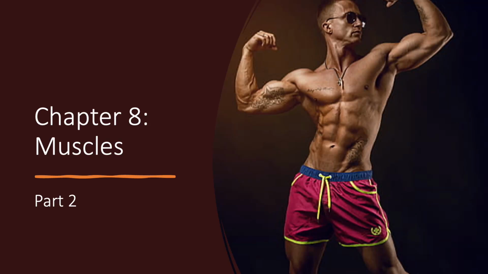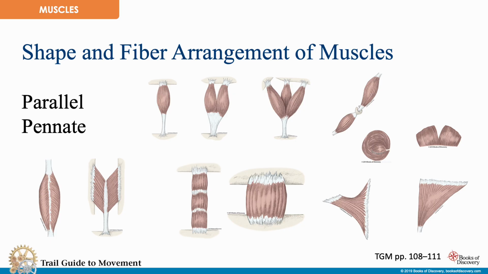Welcome to Chapter 8, and that is Part 2 of Muscles with Kinesiology 2. Here we're talking about the shape and fiber arrangements of the muscle. Parallel is exactly as it sounds, when the muscle fibers run parallel to each other. And then we have pinnate, which is uni, bi, and multi, where fibers run at angles to the tendon, similar to a feather. So you have uni meaning one, bi, two, and multi more than two.